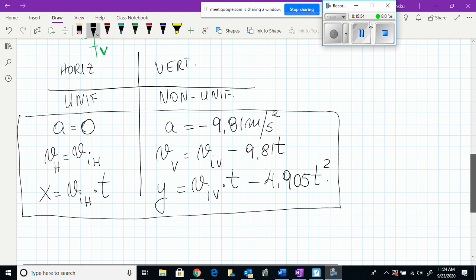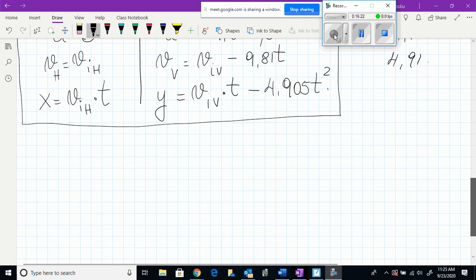It is 4.905 because 1/2 times 9.81 is equal to 4.905. Sometimes you will see me even writing it as 4.91. It's the same thing, it's fine. Or you can go 1/2 times 9.81. Both ways are fine. Questions?